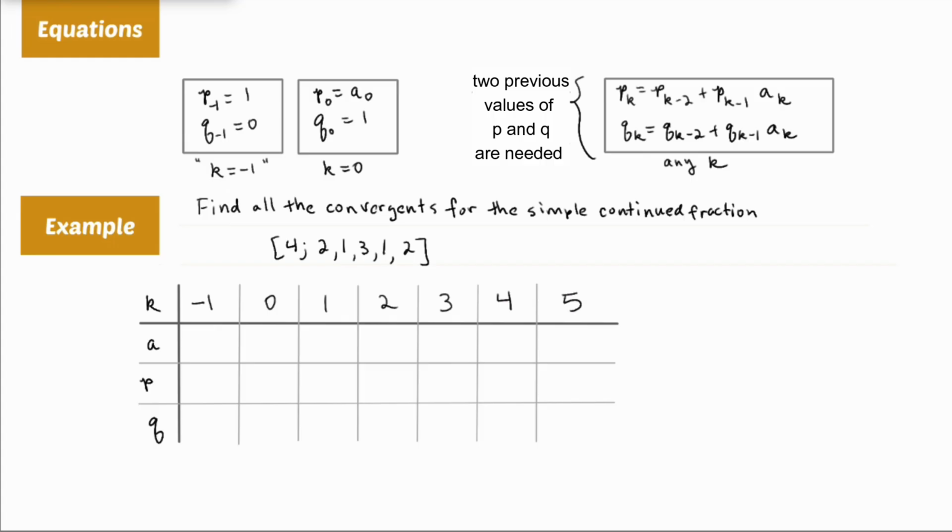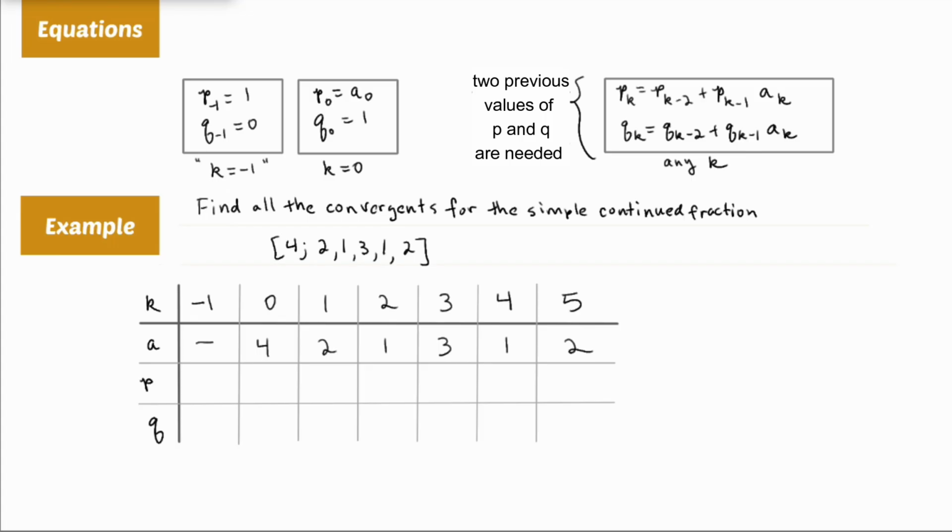Let's fill in the values of a sub k. There isn't a value of a when k equals minus 1, but starting with k equals 0, the values are 4, 2, 1, 3, 1, 2. Just to make sure you're following, these values of a are from the simple continued fraction. This 4, this 2, this 1, and so on. We'll put a dash here for a when k equals minus 1, since there isn't a value.